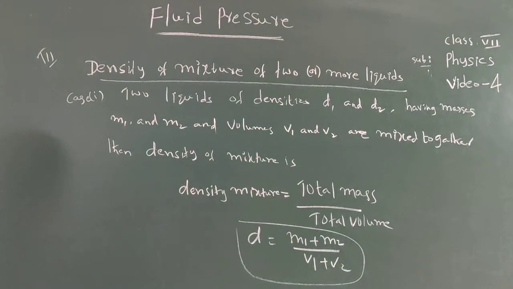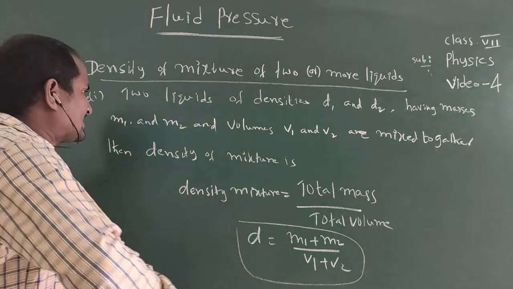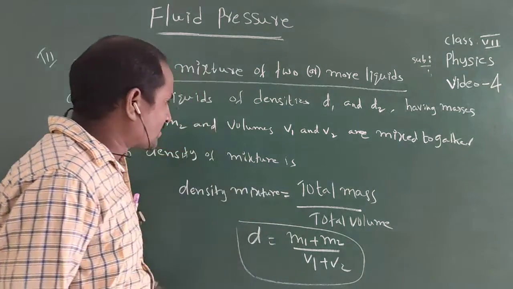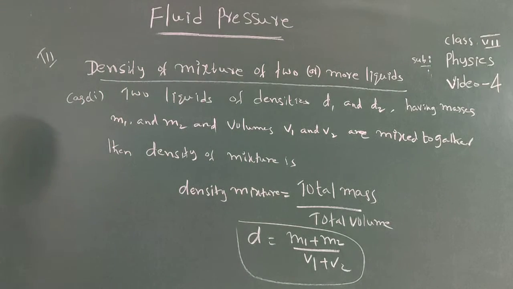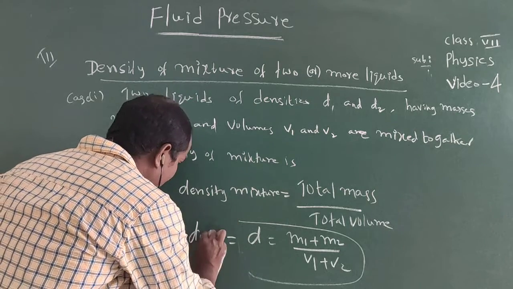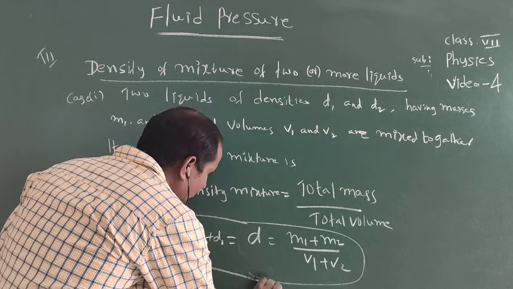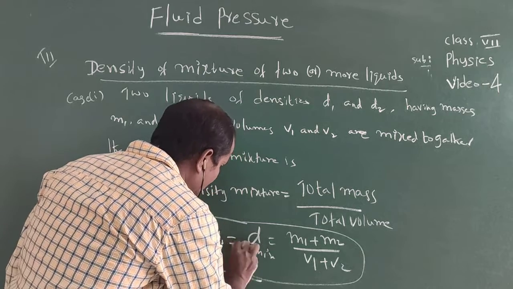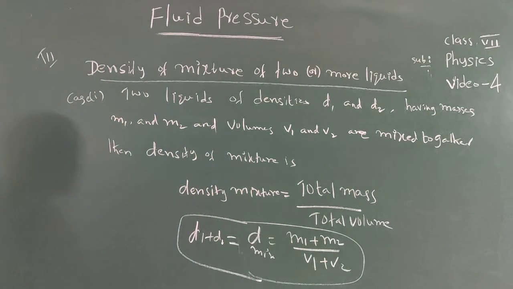If we have two different liquids having densities d1 and d2, having masses m1 and m2 and its volumes v1 and v2 mixed together, the density of the mixture is total mass by total volume. That is, D equal to m1 plus m2 by v1 plus v2. It is case 1.